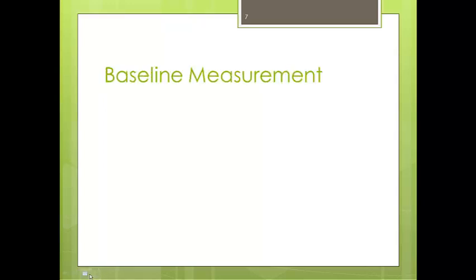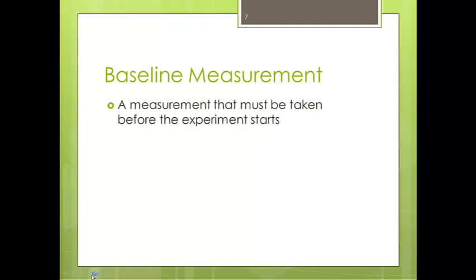Baseline measurement. Sometimes there's something that you have to know before you do the experiment so you can really tell how the dependent variable has changed. And so a baseline measurement is just something you have to measure before you start the experiment. In the experiment with heart rate, we need to know what the person's heart rate is before they run, their resting heart rate.